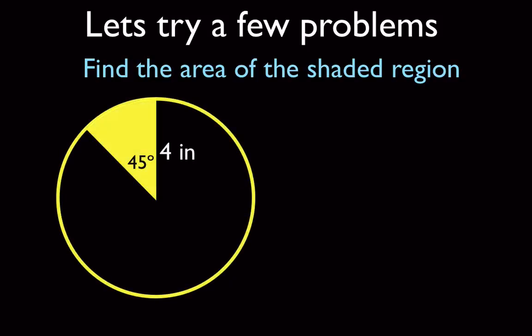Go ahead now and try it on this one as well. Remember, use your setup of sector over whole circle. See if you can come up with a fraction that represents the part of the whole thing, and then multiply it with the radius included.